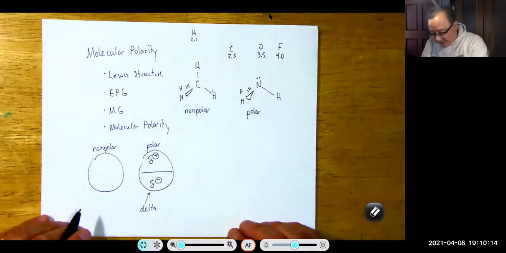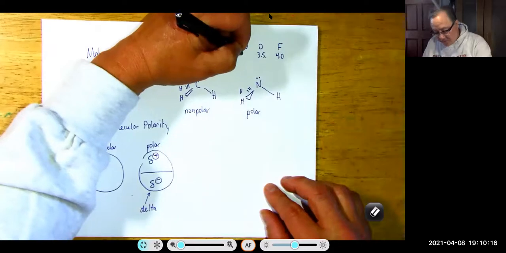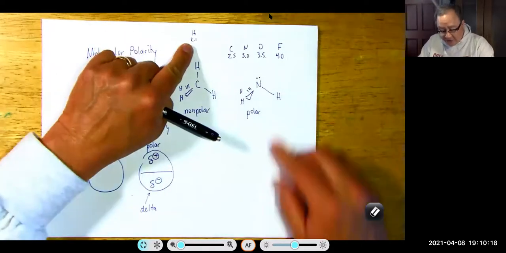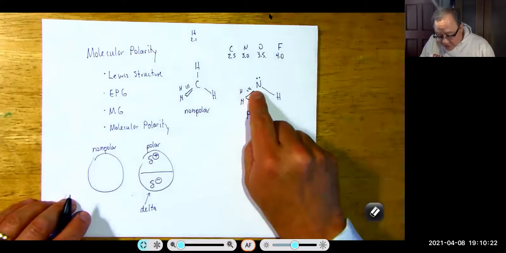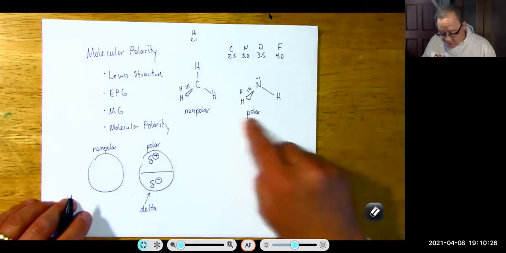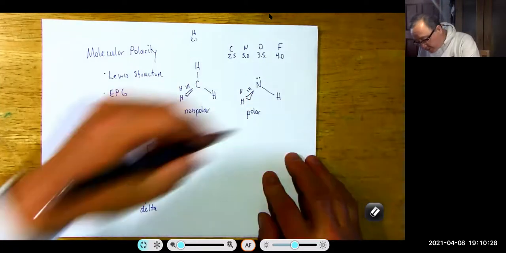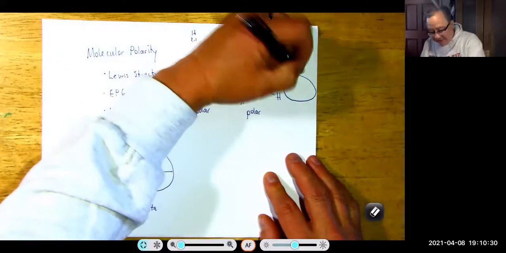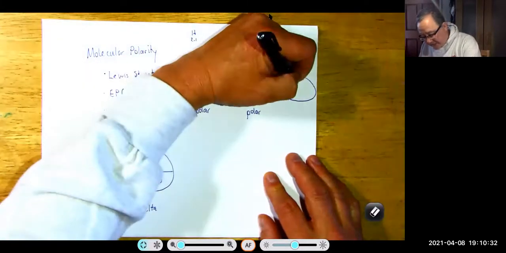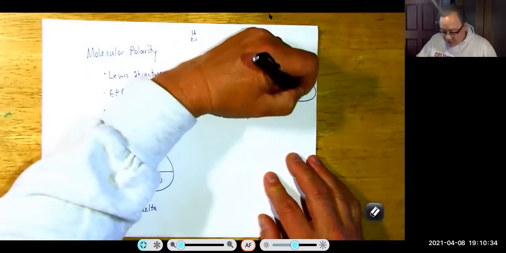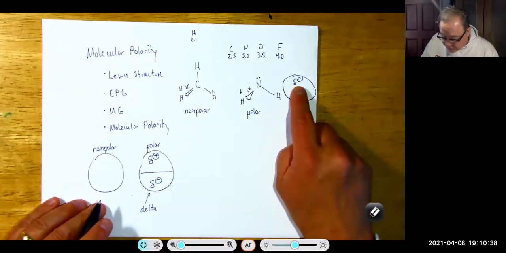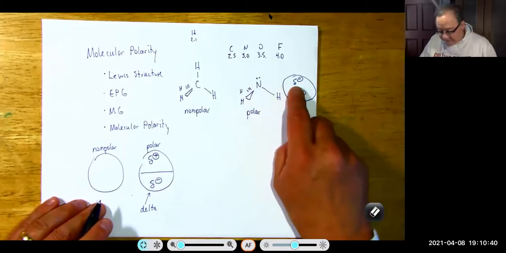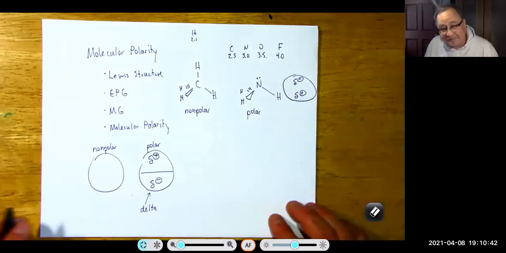Now take a look at this. This nitrogen's a 3.0 and this hydrogen's a 2.1. That's pretty different, right? So this nitrogen is the most electronegative element out of all 4 of these. So that means that this molecule, if I were to draw it like this, this side is slightly negative, this side is slightly positive. So the 3 legs are slightly positive. The head of the stool is slightly negative. That makes this guy polar.